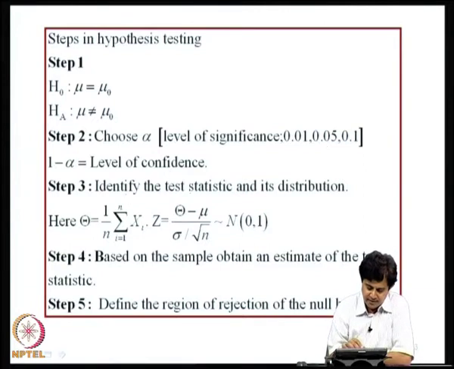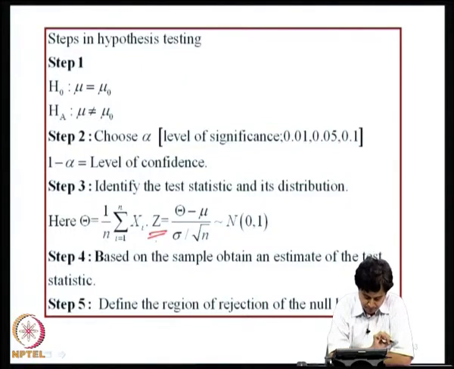Now you have to identify the test statistic and its distribution. To test this hypothesis you need to define a statistic. So obviously if you are talking about mean, the test statistic would be related to the estimate of the mean, that is theta hat equal to 1 by n sum over i equal to 1 to n of xi. This is our statistic. Now the sampling distribution for this would be needed. So we know that z, which is theta minus mu divided by sigma by square root n, is normal with 0 mean and unit standard deviation. So this z we will take as the test statistic. Now we have a sample, therefore we can find out the realization of z.